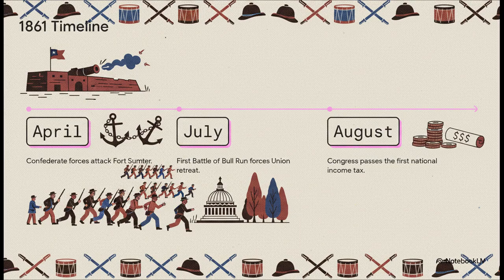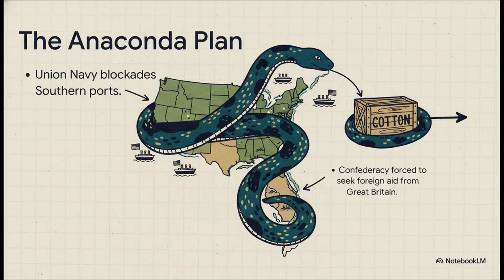So much so that by August, the U.S. Congress had to pass the first-ever national income tax, a 3% tax on incomes over $800, literally just to help foot the bill for the skyrocketing military costs. The North's strategic response was pretty much immediate.